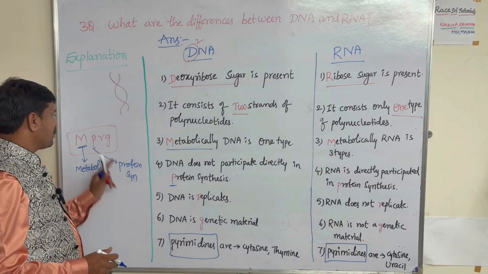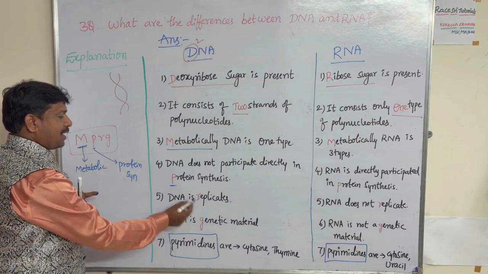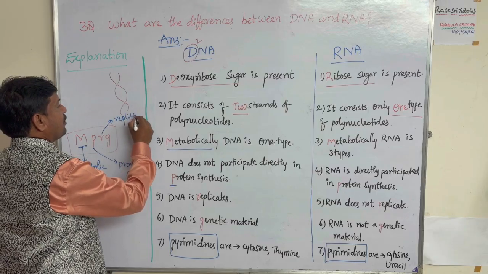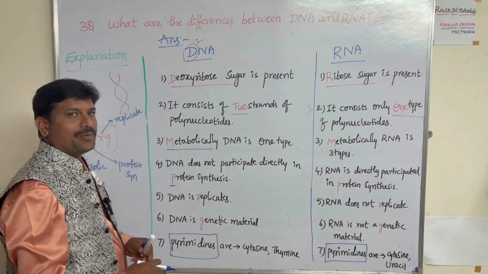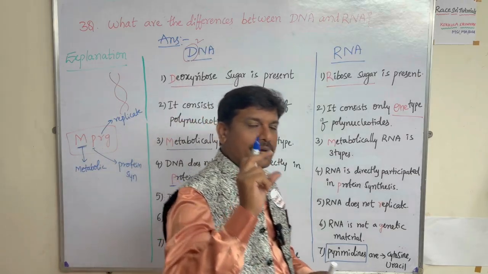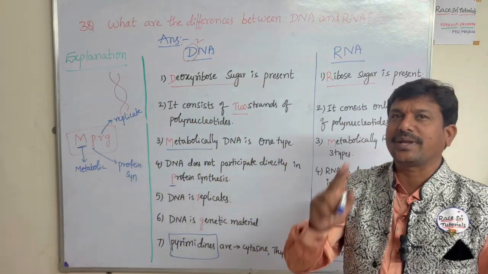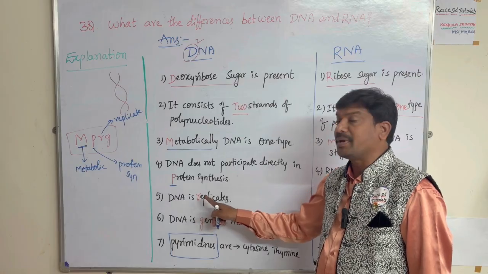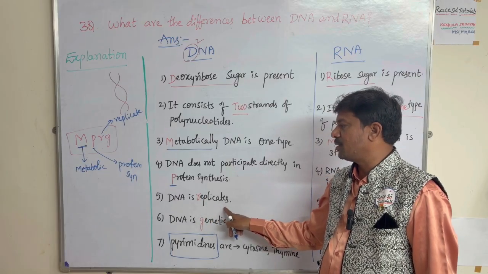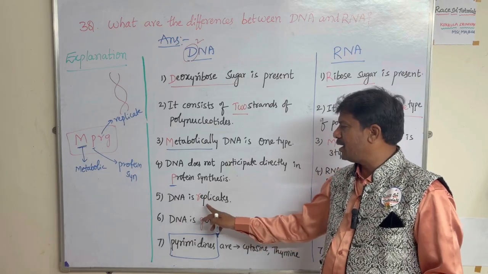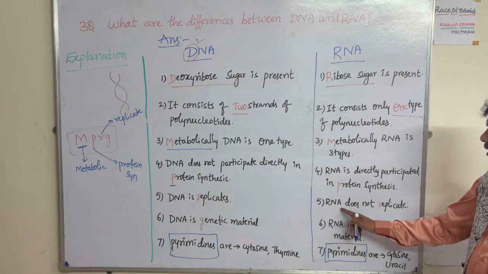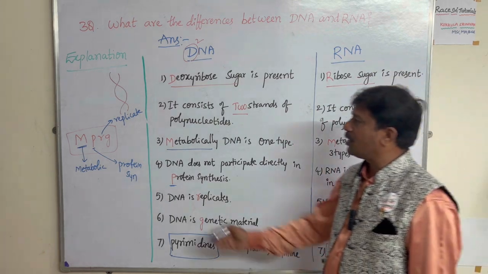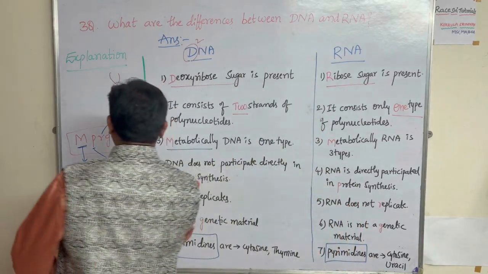Next, the fifth one: R. DNA is a replicative material. How, sir? We know the semi-conservative method. One mother DNA produces 2 daughter DNAs. That is by the semi-conservative method of replication. So simply, DNA replicates, but RNA does not replicate. R is completed.